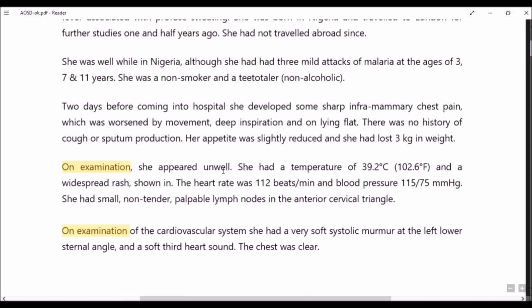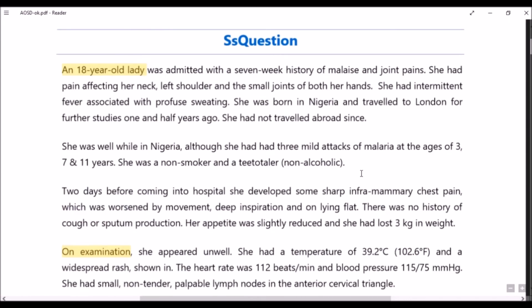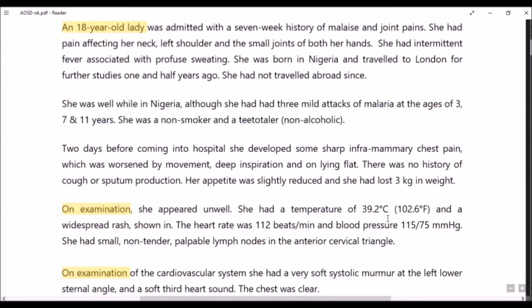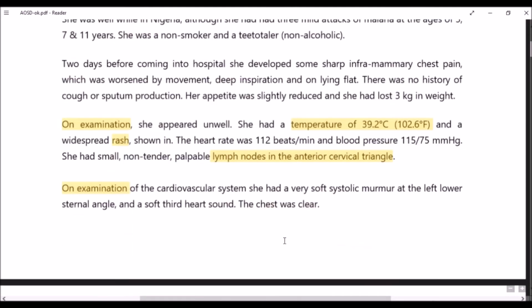She appeared unwell. She had a temperature of 39.2 degrees centigrade. So here's the fever. We got the fever. And widespread rash shown. The heart rate is tachycardia and blood pressure is normal. Here is small non-tender palpable lymph nodes of the anterior cervical triangle. So once again, yes, the L for lymphadenopathy, we got it. So once again confirming the adult Still's disease.